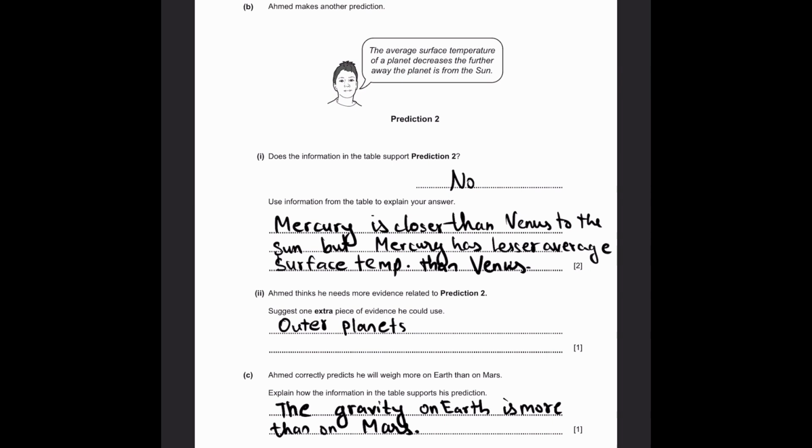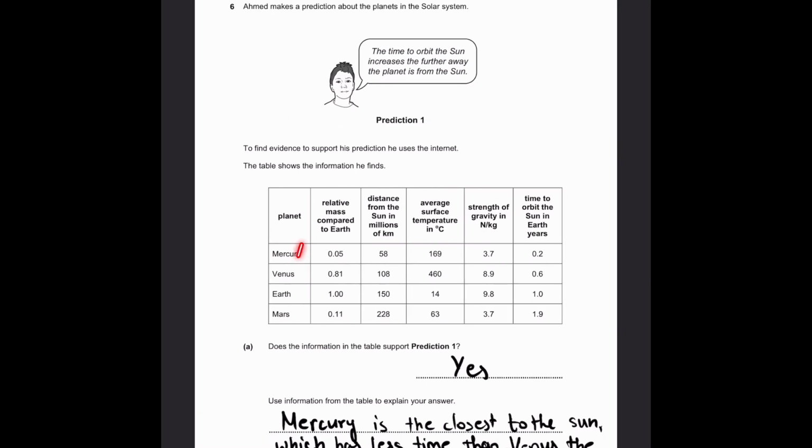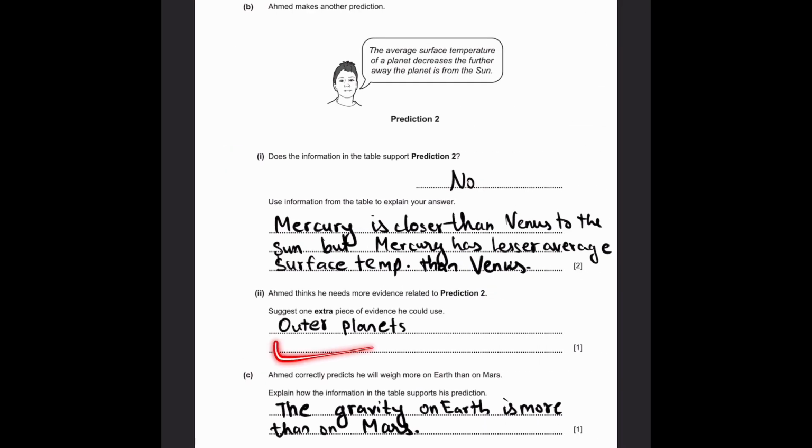Now go to part 2. Ahmed thinks he needs more evidence related to prediction 2, so just one extra piece of evidence he could use. Well, he has only taken 4 rows of the table, which are the first 4 planets. What about the other 4 planets? Jupiter, Saturn, Uranus, and Neptune. What about these 4 planets, the outer planets, in other words? We need to use this evidence as well. This can help more for finding the answer.